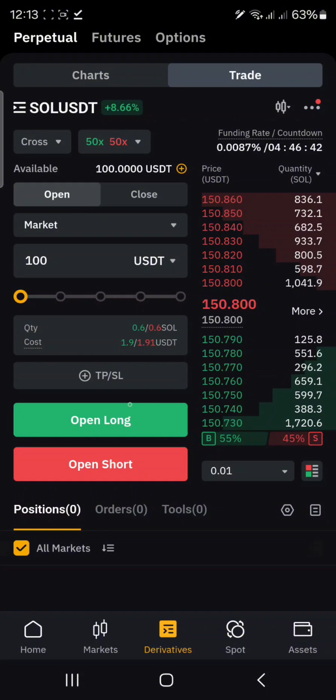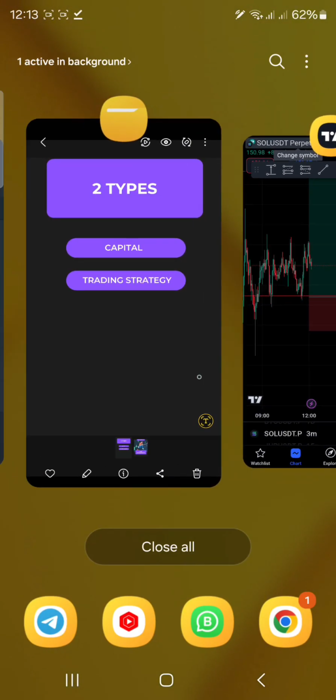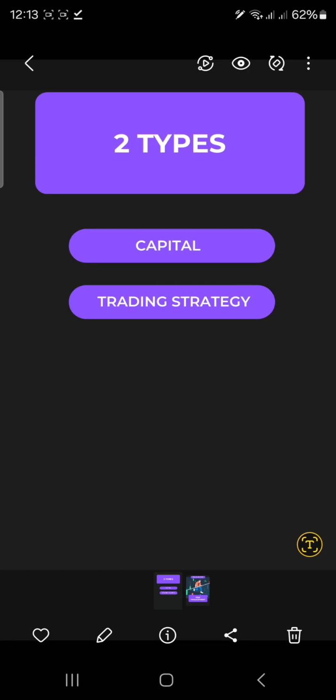After you've done that, just click on your position. Now, if it hits your TP, you make $2. If it hits your stop loss, you probably lose $0.5. That's it. So that is trading in terms of capital. Now let's look at trading in terms of strategy.